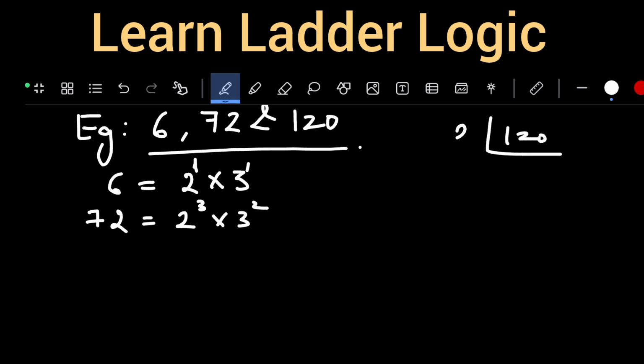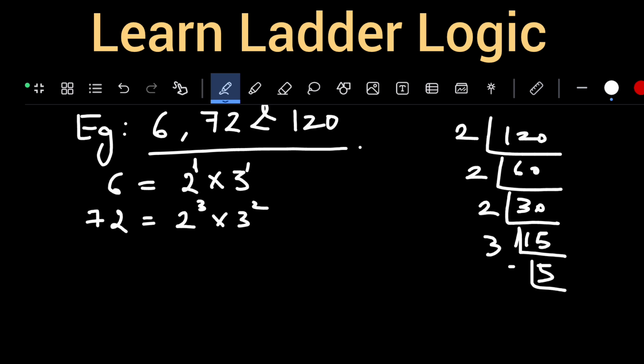120, 2, 60, 2, 30, 2, 15. 15 comes in the 3 table because when we add the digits, 1 plus 5 is 6, and 6 is divisible by 3. So 15 is also divisible by 3. 3, 5, 5 and 1. So I can write 120 is equal to 2 to the power 3 into 3 into 5. Simple.